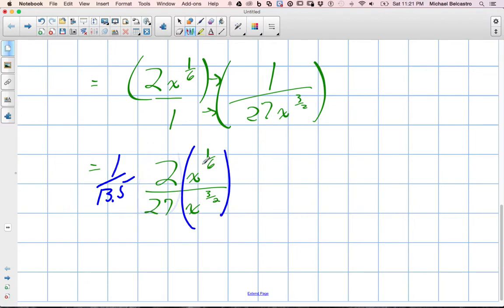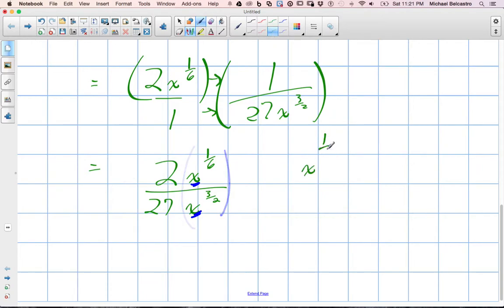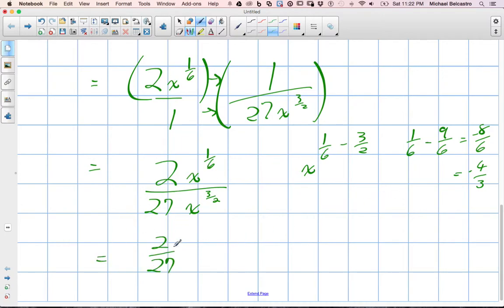Our x is here. Because the bases are the same, we can subtract the exponents. So you technically have x to the 1/6 minus 3 over 2. We need a common denominator, so it becomes 1/6 minus, and we multiply top and bottom by 3, so 9 over 6. This gives us negative 8 over 6, which you can reduce to negative 4 over 3. So the top now becomes 2 over 27, and because the exponent is negative, we're going to put it on the bottom of the fraction to keep it positive, and it's x to the power of 4 over 3. Now, that was just the top.